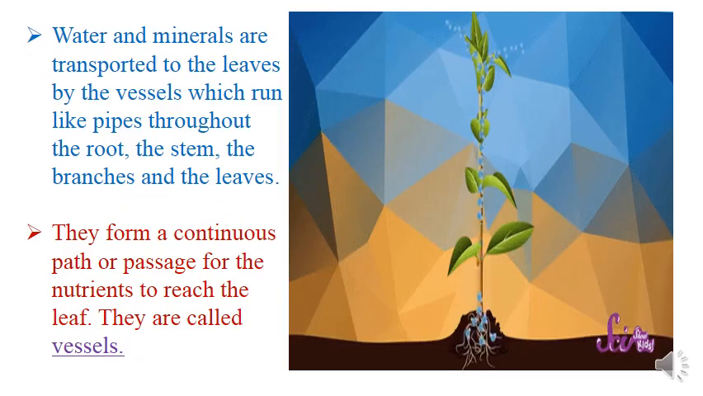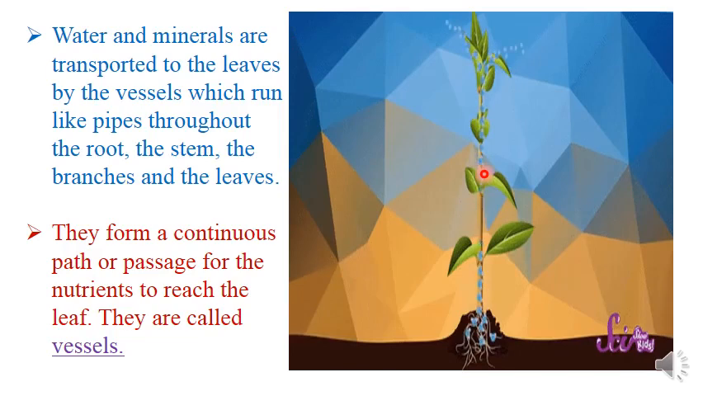Now let us see how plants get water and minerals. Water and minerals are transported to the leaves by vessels, which run like pipes throughout the root, the stem, the branches and the leaves. They form a continuous path or passage for the nutrients to reach the leaf. You can see here the water and minerals are absorbed by the roots from the soil and sent to different parts of the plant like the stem, leaves, branches, flowers and fruits.